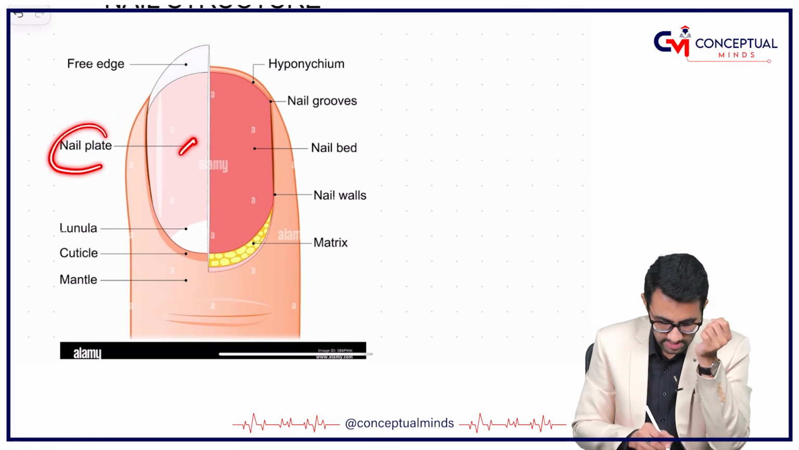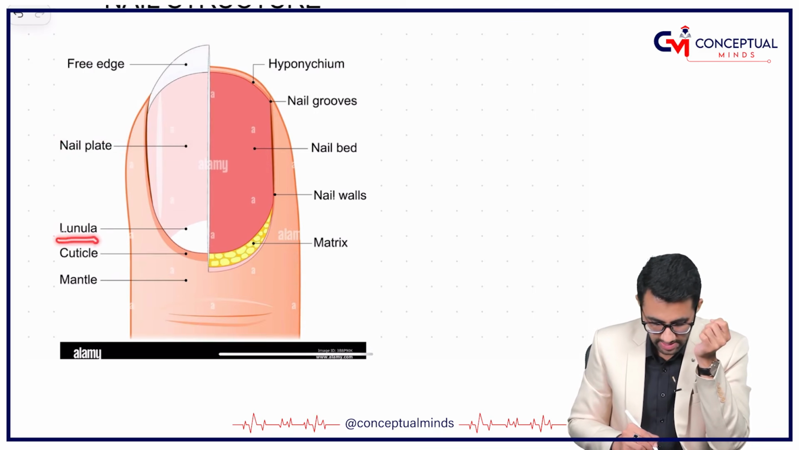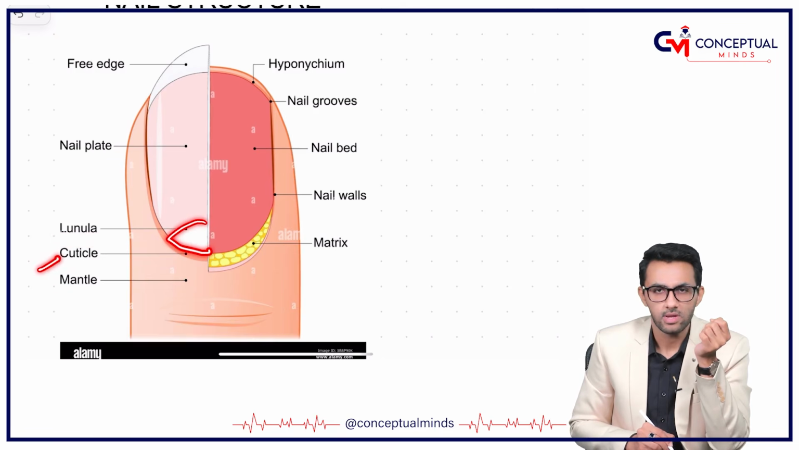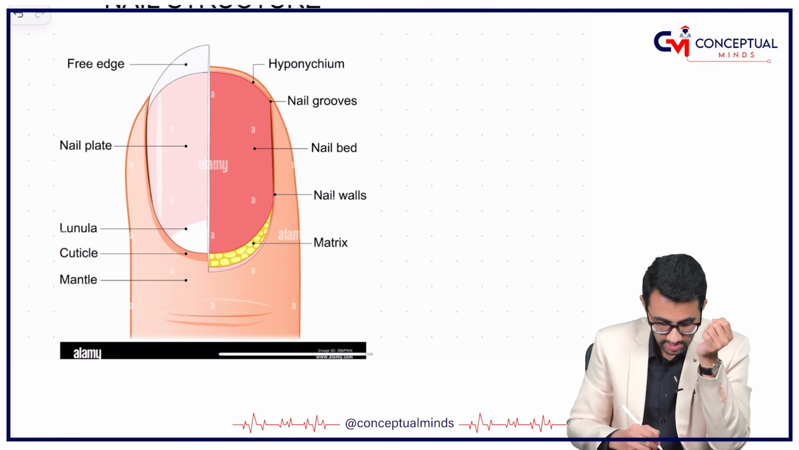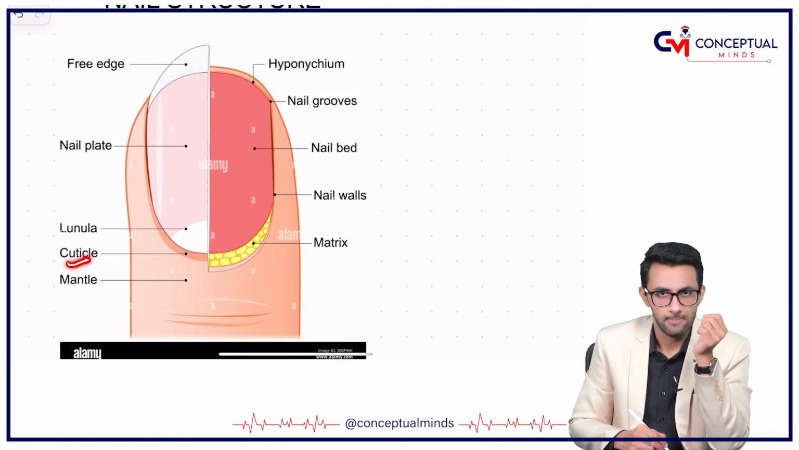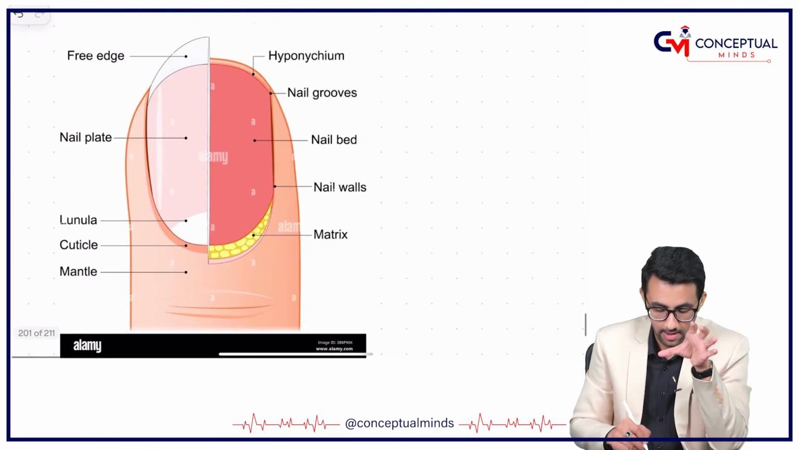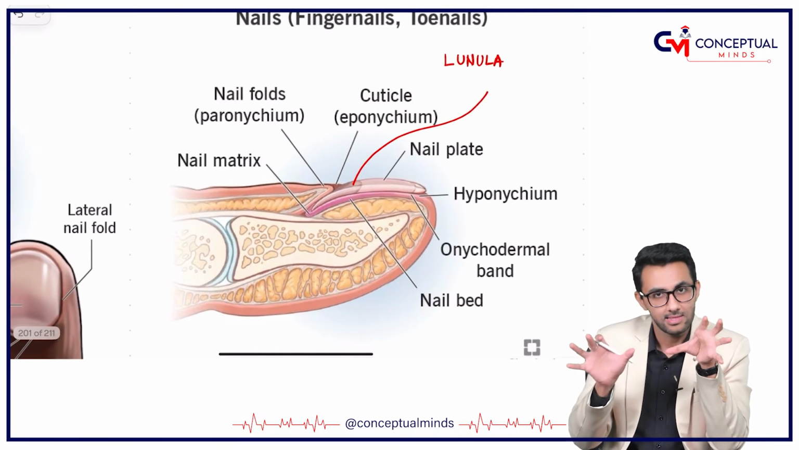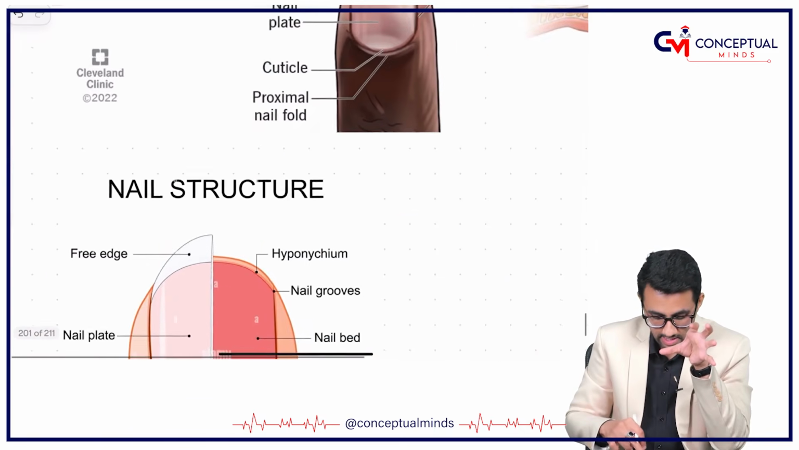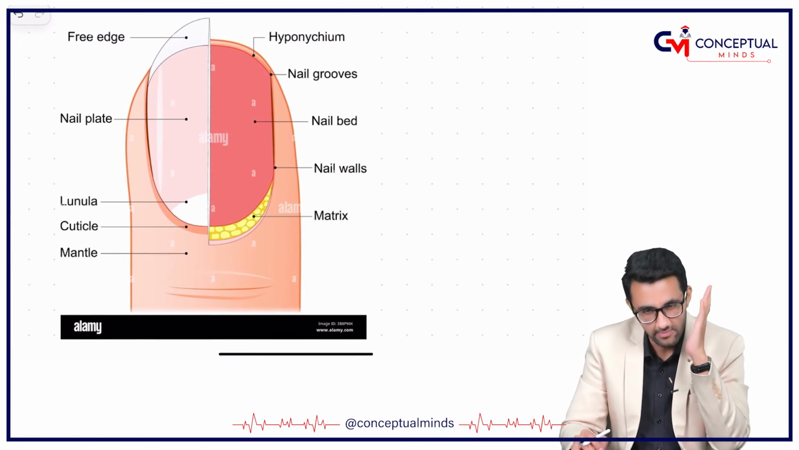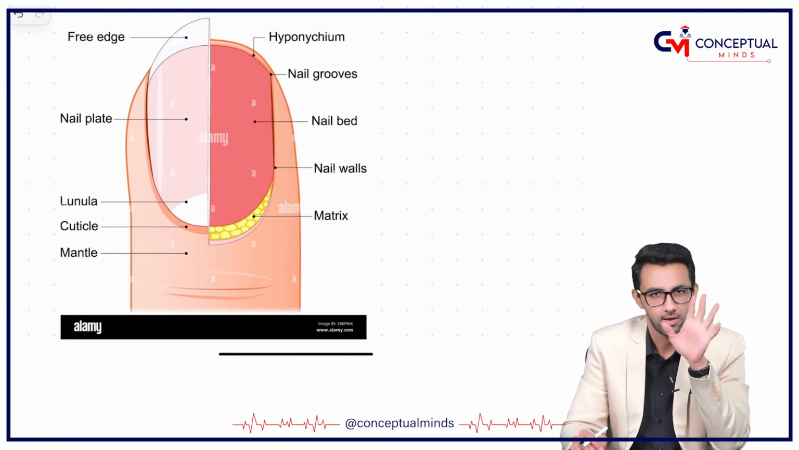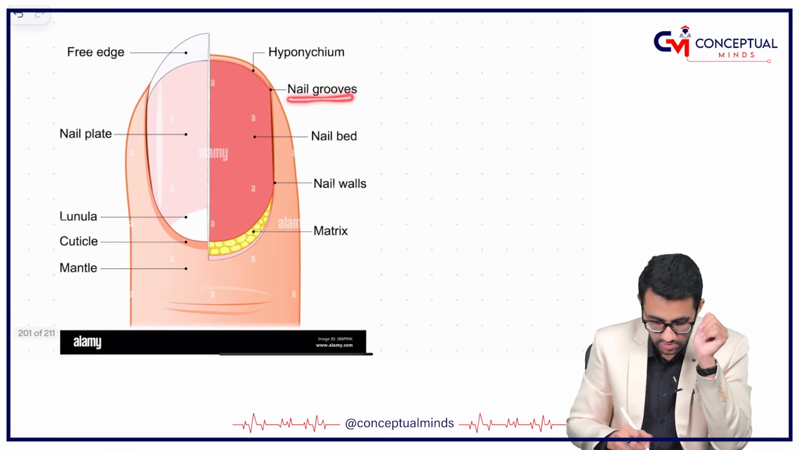This is the nail plate, the very bottom one. This is the lunula, this crescent appearance you see. Right here we have the cuticle, the eponychium. And what is at the distal part? It is the hyponychium. Even though you cannot see it very clearly in this diagram, if you add the three diagrams together, you will have a proper imagination of where the problem is and where this exact structure is. These are the nail grooves and nail bed.